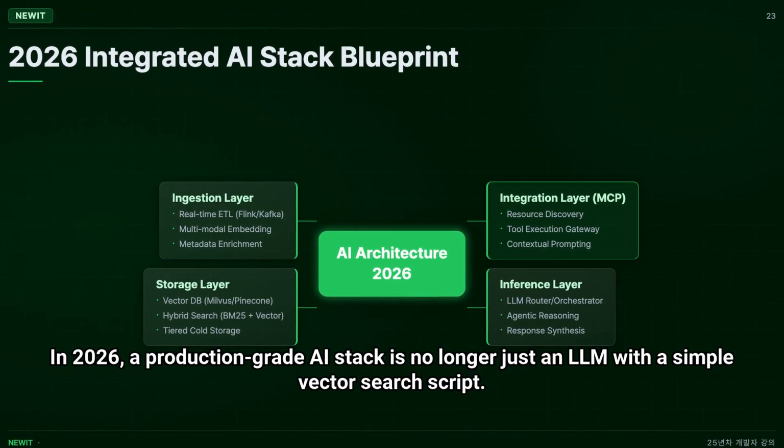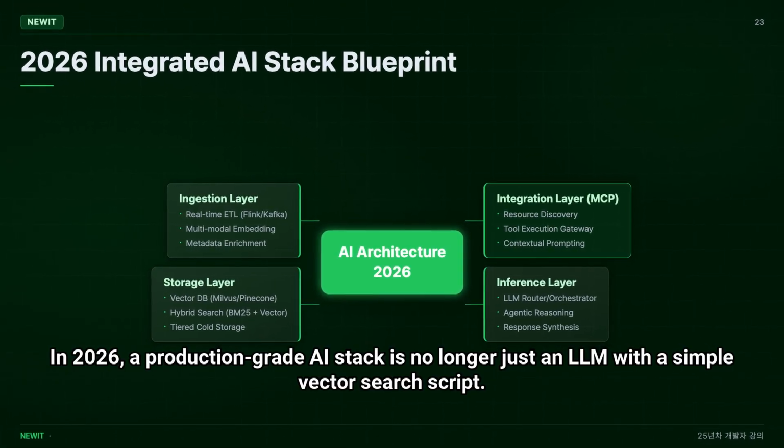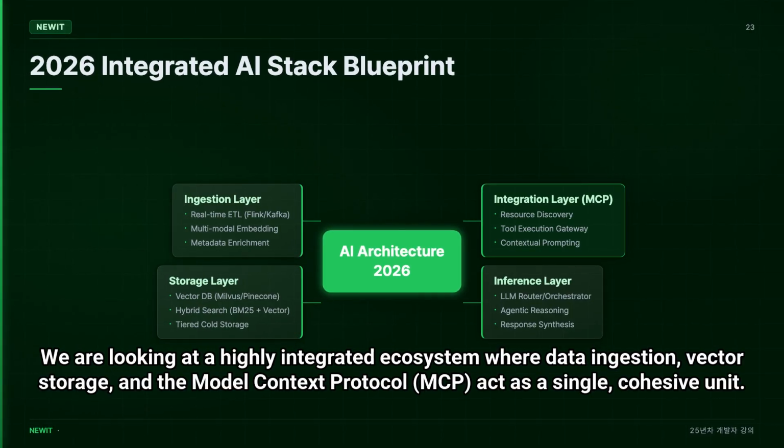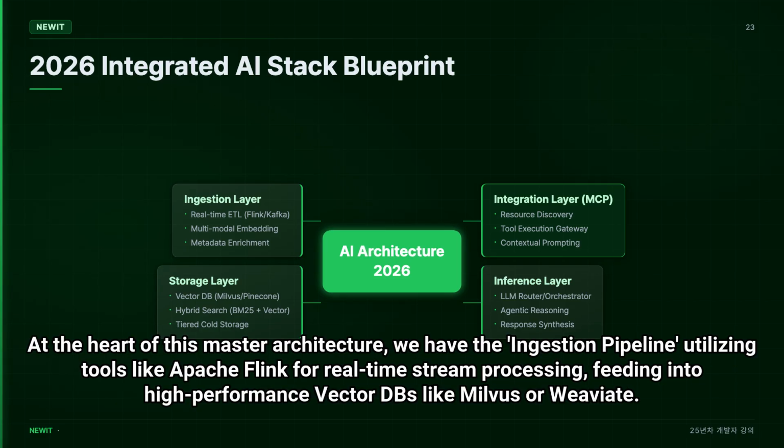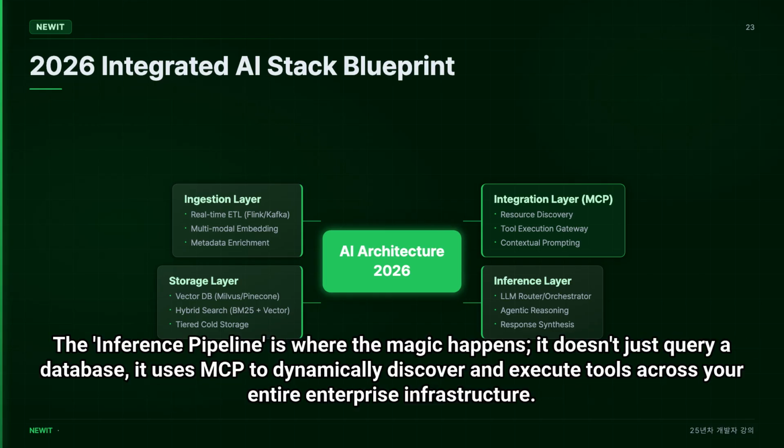In 2026, a production-grade AI stack is no longer just an LLM with a simple vector search script. We are looking at a highly integrated ecosystem where data ingestion, vector storage, and the Model Context Protocol, MCP, act as a single, cohesive unit. At the heart of this master architecture, we have the ingestion pipeline utilizing tools like Apache Flink for real-time stream processing, feeding into high-performance vector DBs like Milvus or Weaviate.